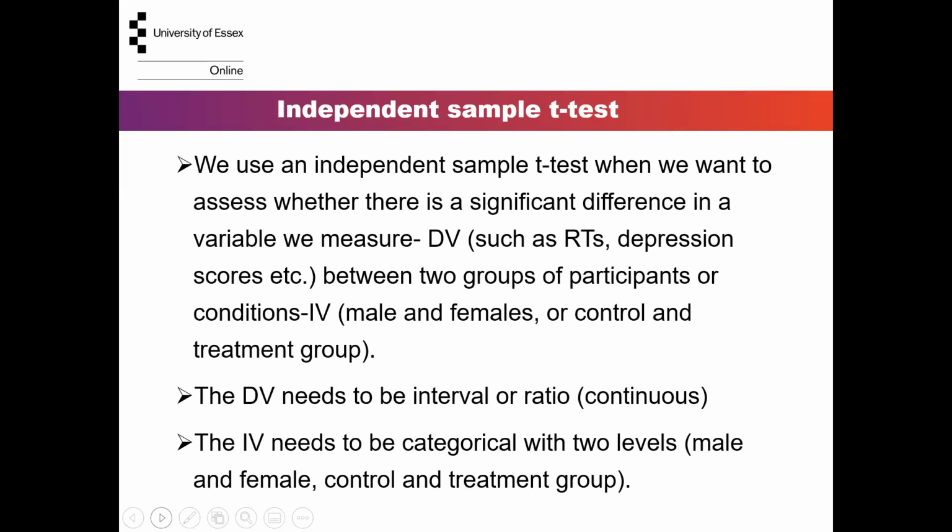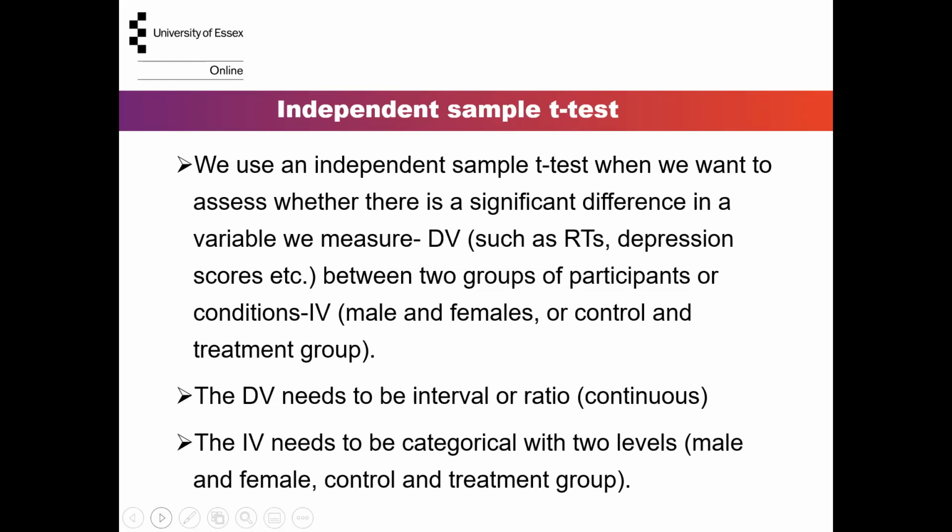Going back to our previous example, where we assessed the depression level, we had two groups of participants. We had participants that received drug A and participants that received drug B. So that's our two groups, the two conditions, which is our independent variable. And we assess whether there is a significant difference in the depression level, which is our dependent variable.